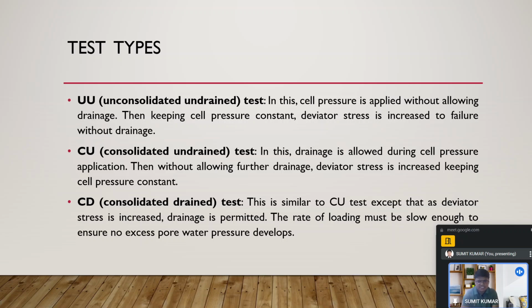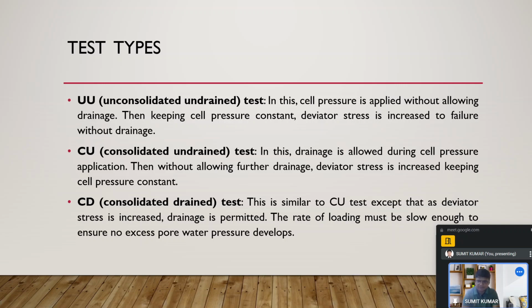When we talk about the CD test, it is similar to the CU test, except that while the deviatoric stress is increased, drainage is permitted during the second stage as well as during the first stage. The rate of loading must be slow enough to ensure that no excess pore water pressure develops. If the rate of loading is fast, the stress is applied instantaneously and will reflect as pore water pressure. We don't want such cases during this test, so the loading must be slow to ensure excess pore water pressure does not develop.